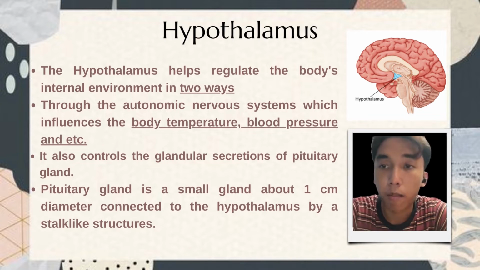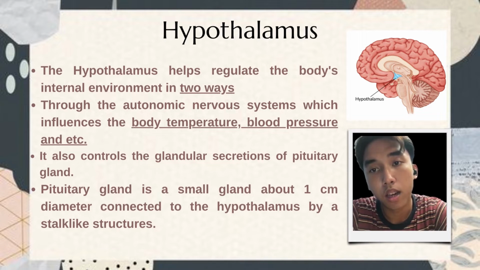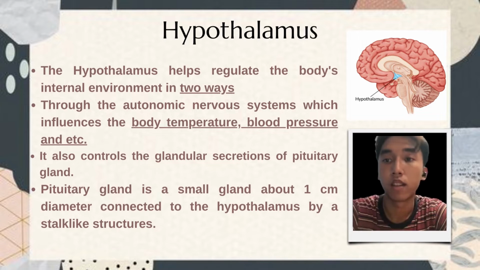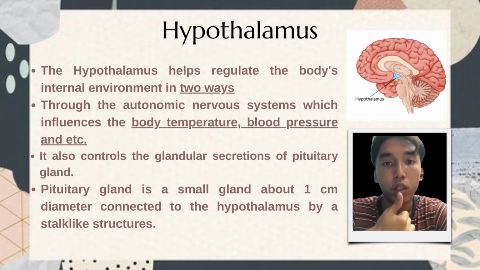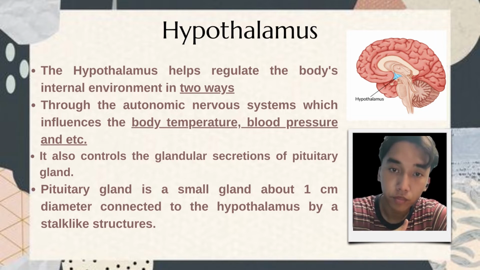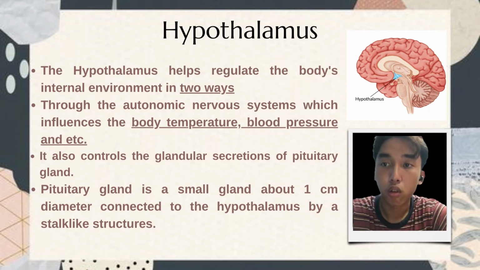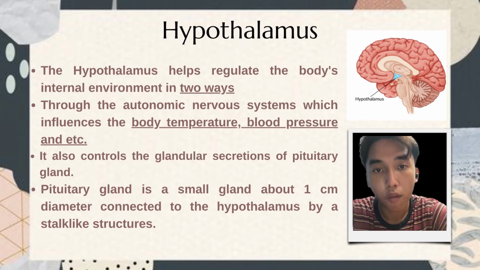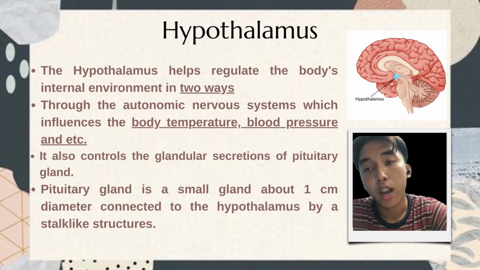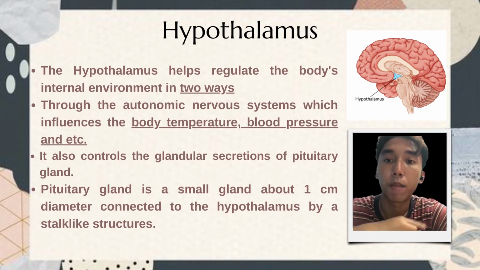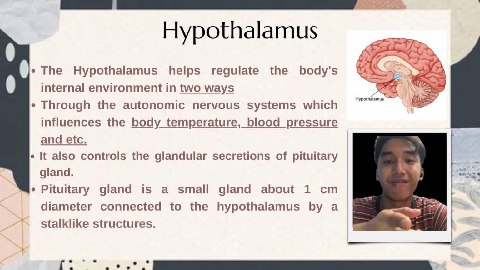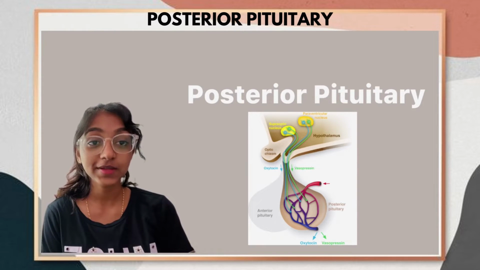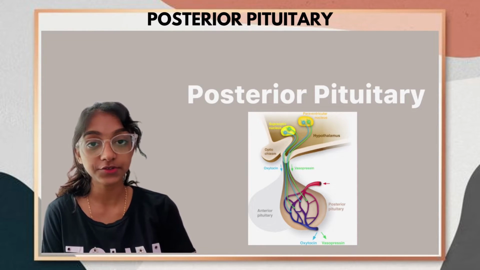The hypothalamus helps regulate the body's internal environment in two ways. First, through the autonomic nervous system, which influences body temperature, blood pressure, and so on. Second, it also controls the glandular secretion of the pituitary gland. The pituitary gland is a small gland about 1 cm in diameter connected to the hypothalamus by stalk-like structures. That's all from me. So now I'd like to talk about the posterior pituitary.